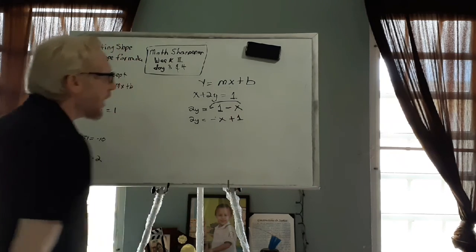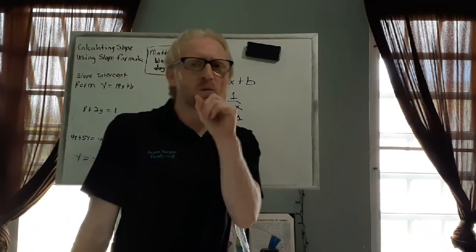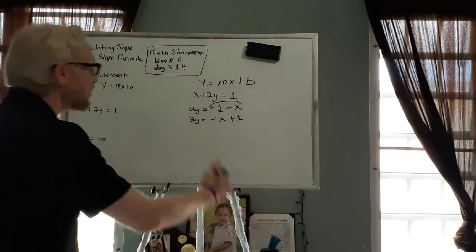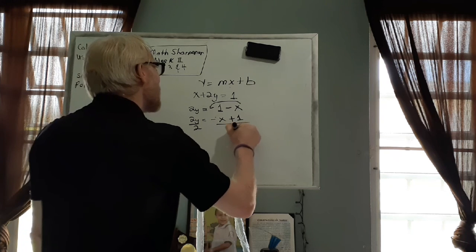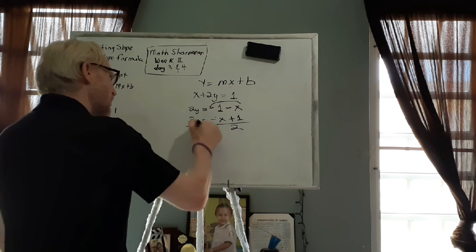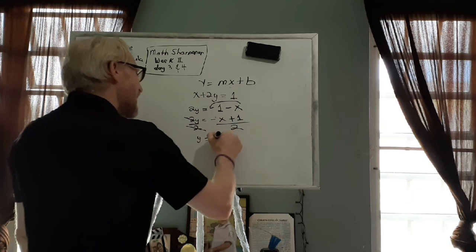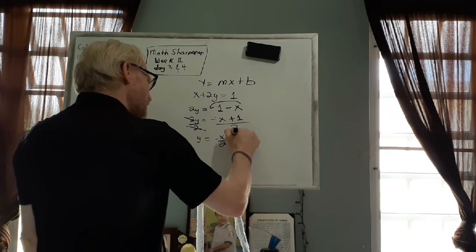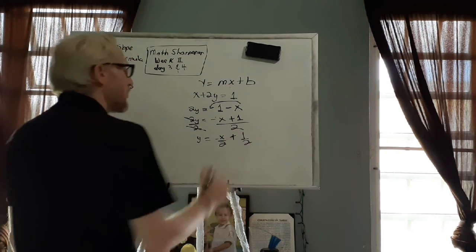So now my equation does look like this, but I'm still missing one last step. And what is that last step? Very simple. It's just to divide by 2. So I'm going to divide everything by 2, okay? And this is going to cancel out, and y is going to be alone. Now, I'm going to say negative x over 2 plus 1 over 2. And that's my answer.